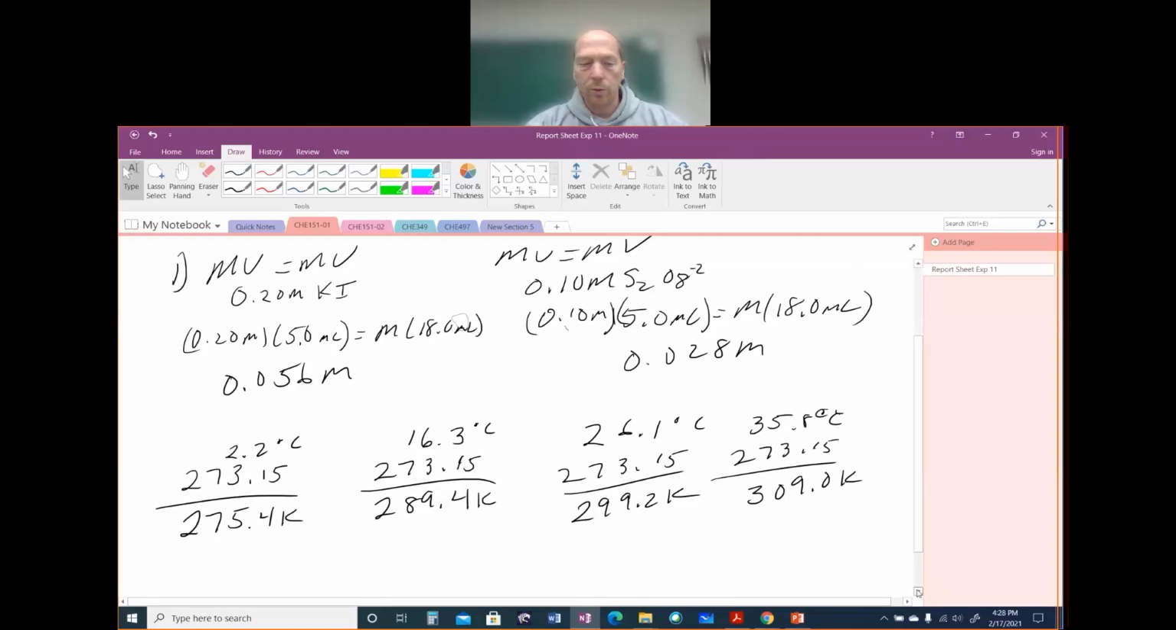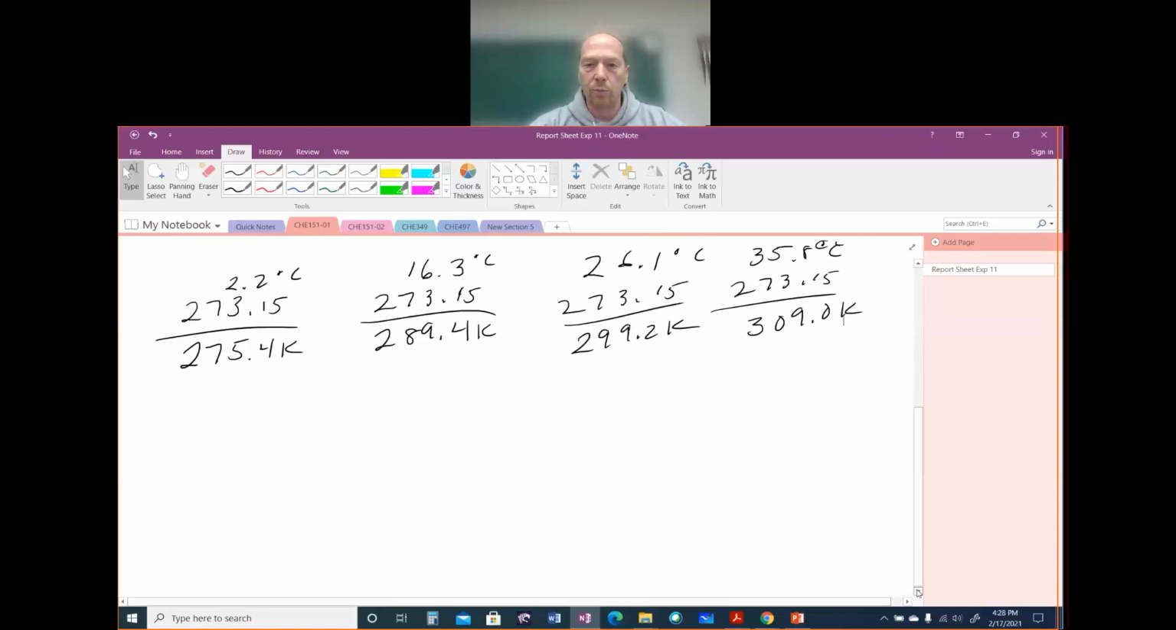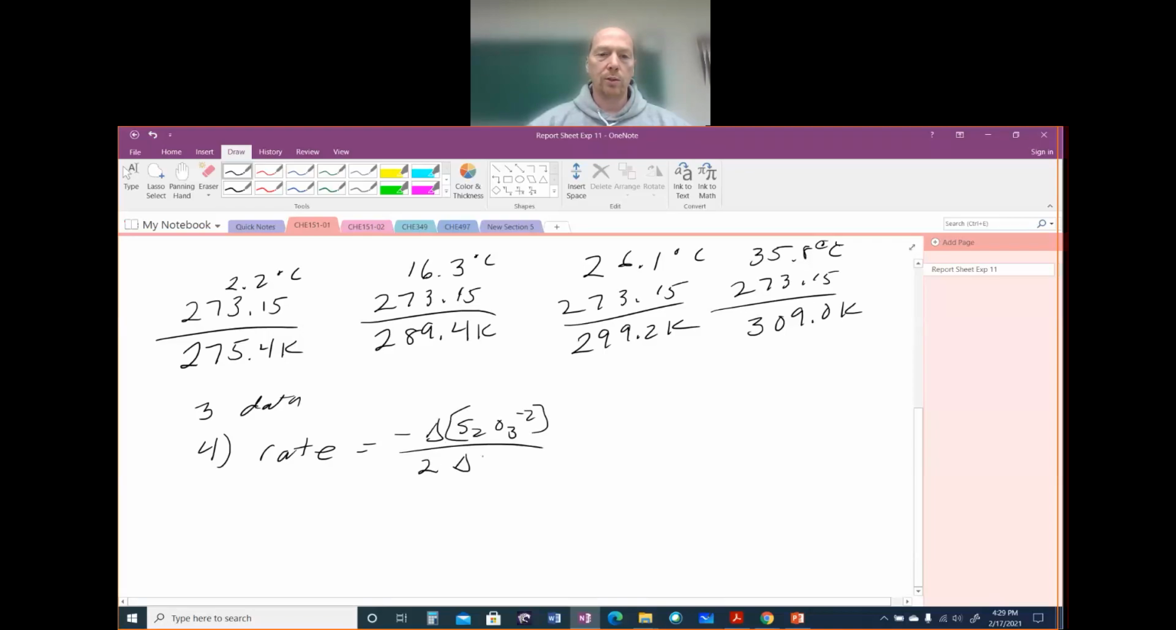All right, so now we get to reaction time. Well, that's just data. Put your time in seconds. And then 3 is just data. For 4, we need the reaction rate, and rate is equal to the disappearance in the concentration of your S2O3 2 minus over 2 delta T. And so we need our concentration of the S2O3 2 minus after mixing.